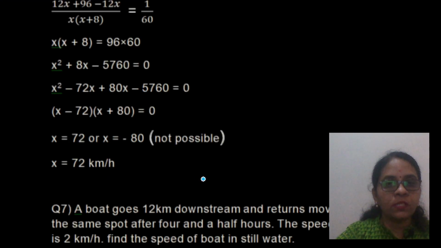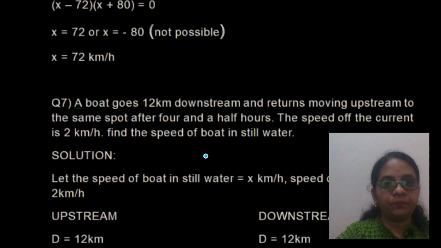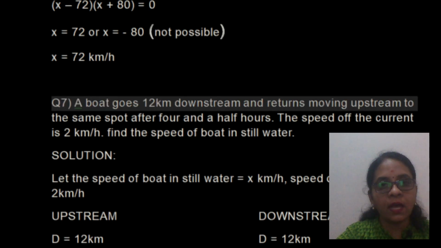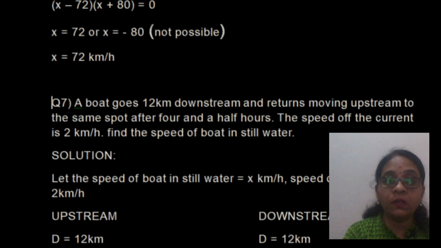Let's see one more sum. A boat goes 12 kilometers downstream and returns moving upstream to the same spot after 4.5 hours. The speed of the current is 2 kilometers per hour. Find the speed of the boat in still water. The speed of the current is 2 kilometers per hour.